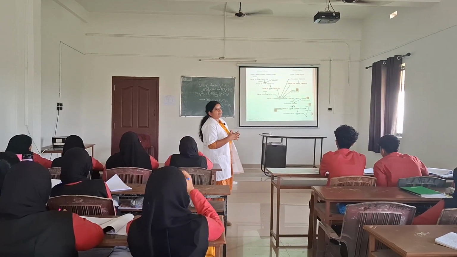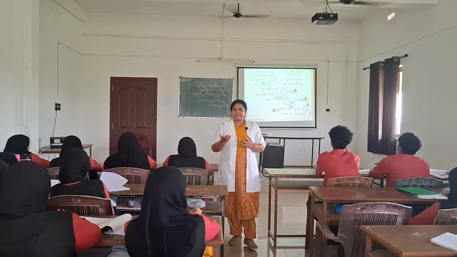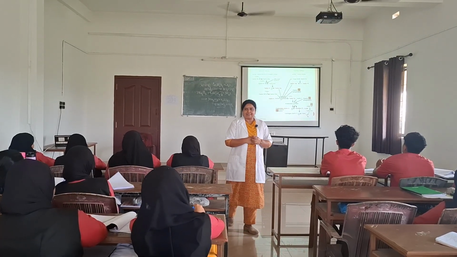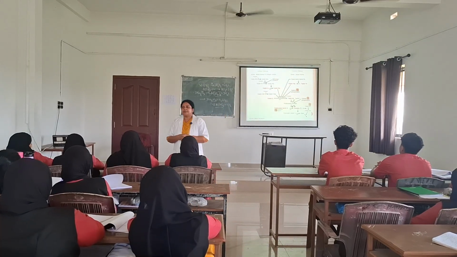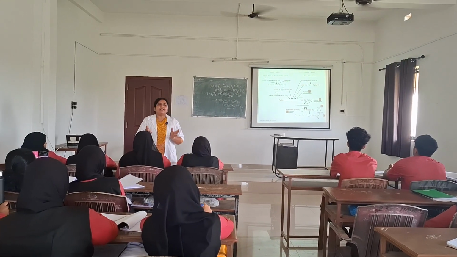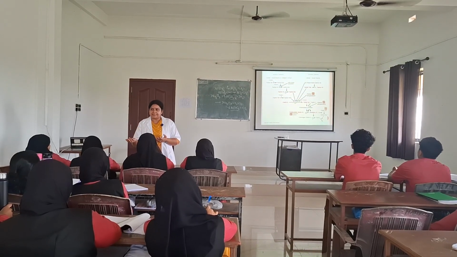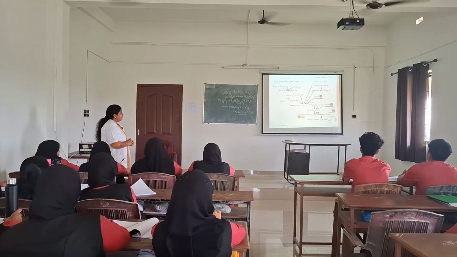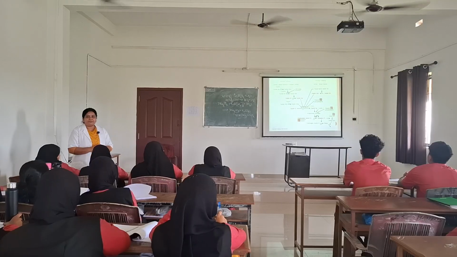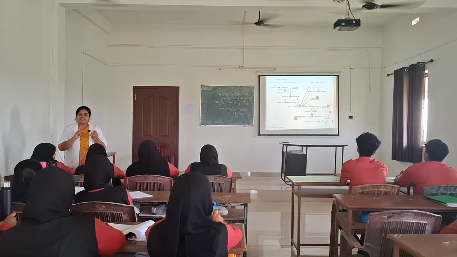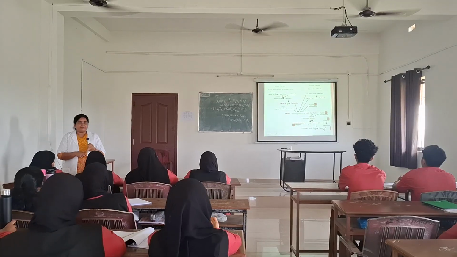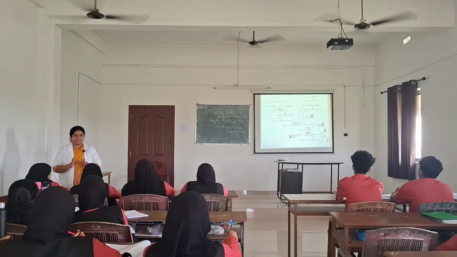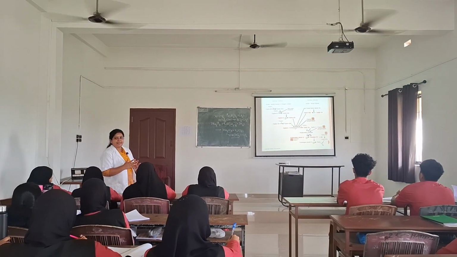And coming to the extrinsic pathway, it occurs when the tissues outside the blood vessels are damaged. When they are damaged, tissue factor is released. Tissue factor combines with factor 7 and converts inactive factor 7 to active factor 7. Active factor 7 converts inactive factor 10 to active factor 10. Then the process is the same. Active factor 10, factor 5 and phospholipids together form the enzyme prothrombinase. So this is the intrinsic pathway and extrinsic pathway.